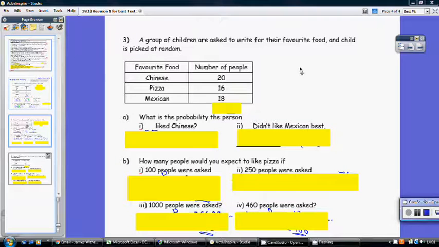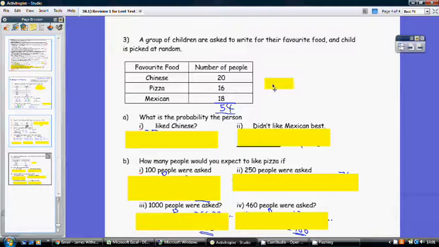And finally, question 3. Pause the video and have a go at these, please. A group of children are asked to write down their favourite food, and a child is picked at random. Oh gosh, that's not very good English. The favourite food being Chinese was 20 people, pizza 16, Mexican 18. So the first thing to do is add up how many people this is in total, and that is 54.